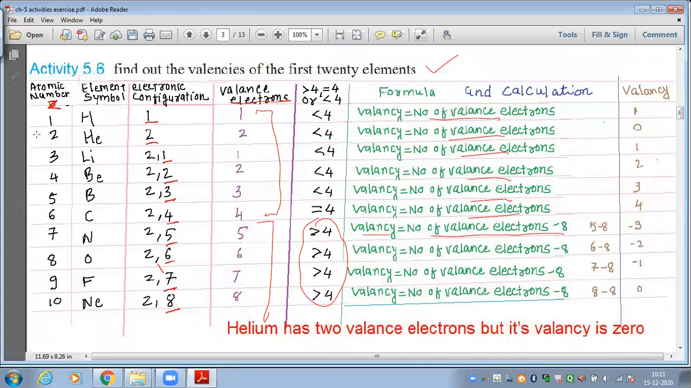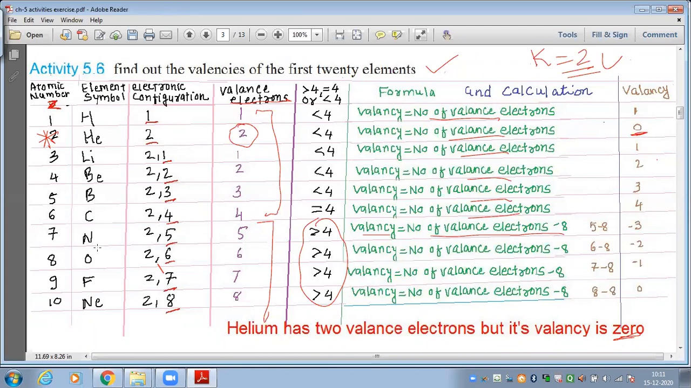Now here helium is a special case. Helium is an inert gas, and the first shell, which is known as the K shell, can hold a maximum of 2 electrons, so this K shell is complete in the case of helium, and that is why its valency is considered to be 0. This is what you need to remember: helium has 2 valence electrons, but its valency is 0, because helium is an inert gas and its first shell, the K shell, has been completely filled.